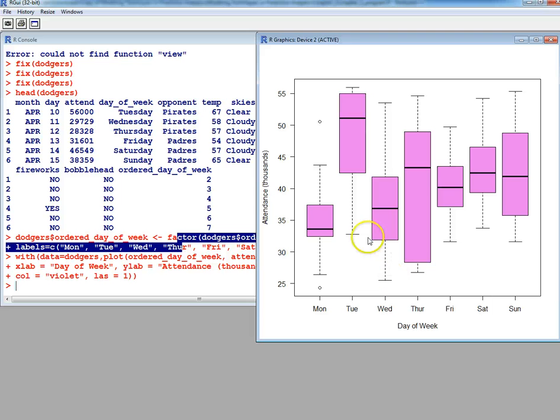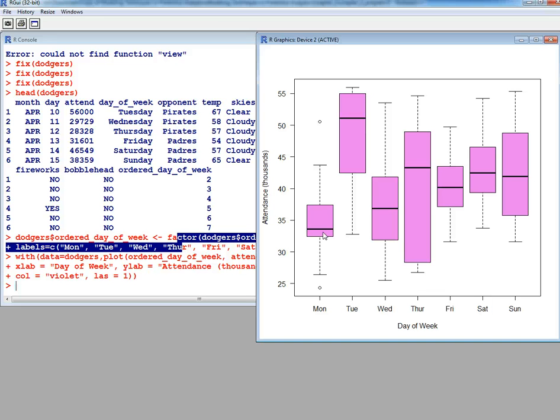So what these numbers are, this was 37 and this was 33. This is the 75th percentile and the 25th percentile. Okay, so what does that mean? 37 means 75% of the games had less than 37,000 people, right? And how do we read this number? 25% of the games had less than 33,000 people, okay?